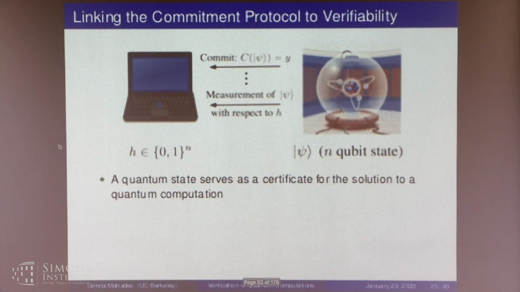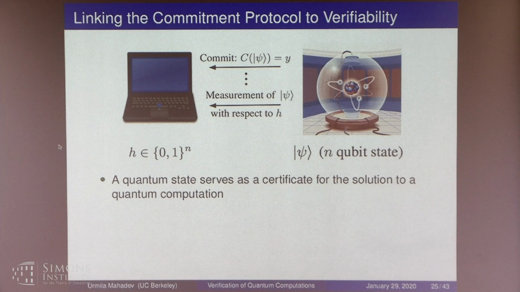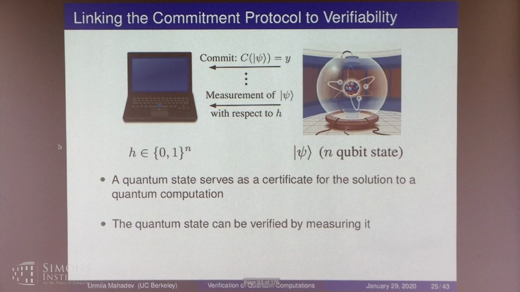So the first thing to note, this came up in Henry's talk, is that a quantum state serves as a certificate for the solution to a quantum computation. So Henry referred to this as a history state. The next thing to note, which also came up in Henry's talk, was that this quantum state can be verified by measuring it. So putting these two together, we can pretty much link this commitment protocol immediately to verification. But let me go in and fill in the details.